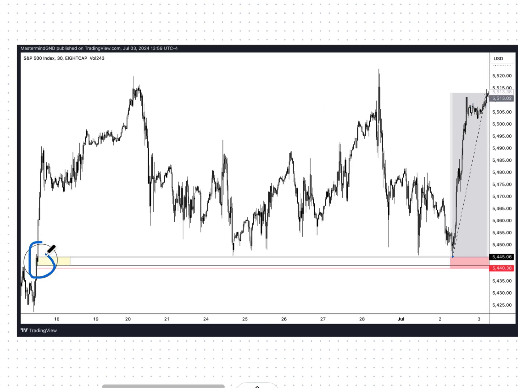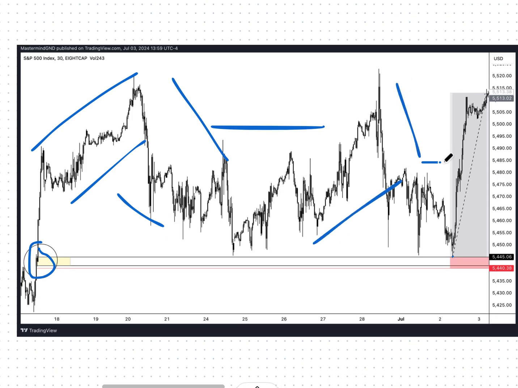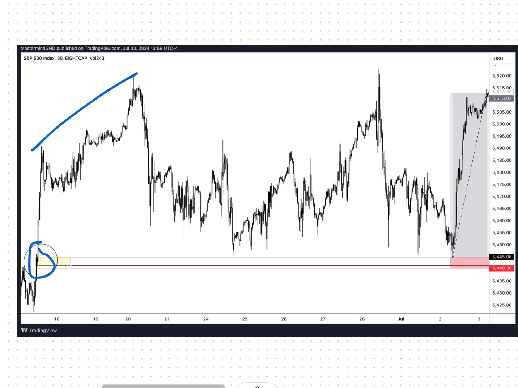So we have demand identified, we have the novice area identified. Basically, this area, a ton of buyers and sellers. This area, only buyers, only buy orders. So that's where we want to buy.